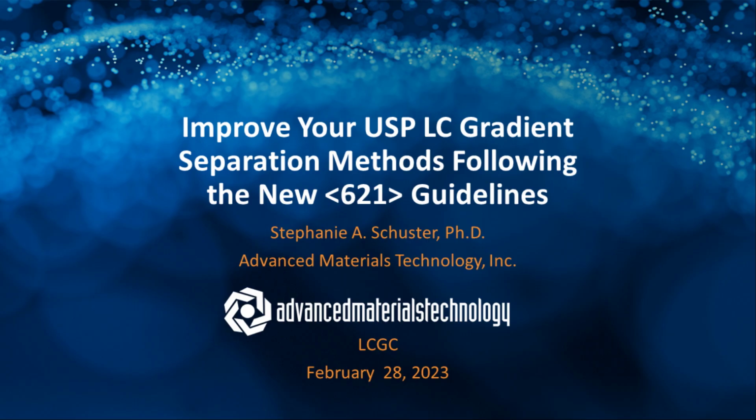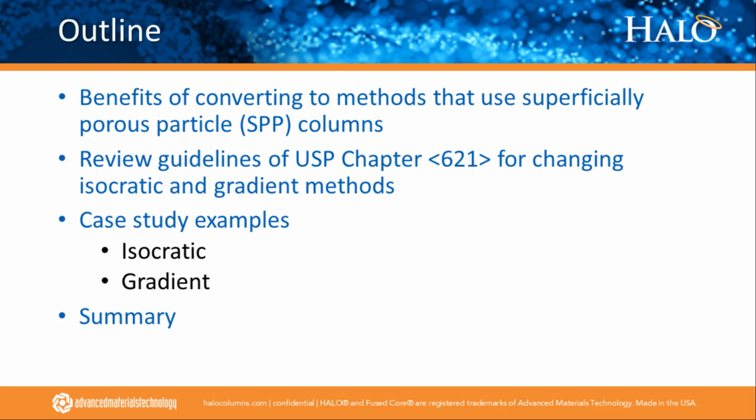Thanks so much for the introduction, Bob, and thanks to everybody for joining us today. I'll start with a brief outline of the presentation. I'd like to first go over the benefits of converting to methods that use superficially porous particle, or SPP, columns. Then I'll review the guidelines of USP Chapter 621 for changing isocratic and gradient methods. Then we'll look at a few case study examples, including isocratic and gradient methods, and then we'll wrap up with a summary.